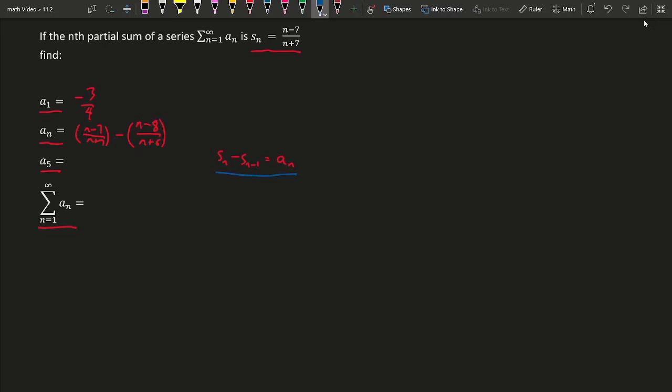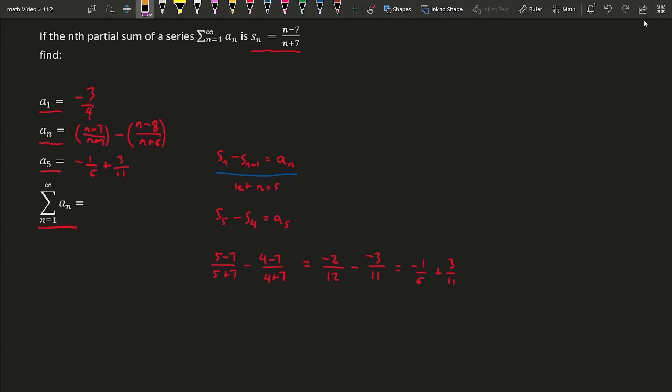Now, let's use this formula we just derived to solve for a sub 5. We let n equal 5 and plug in the correct values, and we get s of 5 minus s of 4 is equal to a sub 5. So our s of 5 is 5 minus 7 over 5 plus 7, and our s of 4 is 4 minus 7 over 4 plus 7, which is equal to negative 2 over 12 minus negative 3 over 11, which is negative 1 over 6 plus 3 over 11. So our final answer is negative 1 over 6 plus 3 over 11.